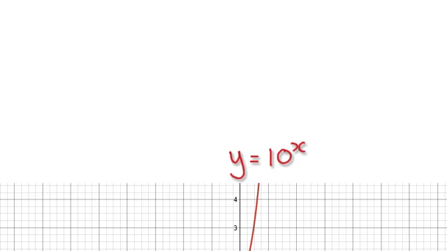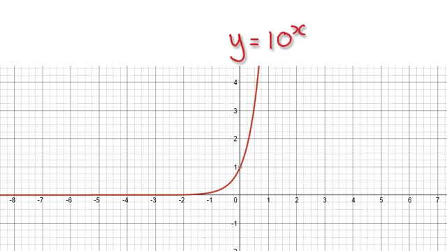Something important I want to point out. If you draw a graph of y equals 10 to the power of x, you will get this red line here. Now, remember from our section on functions, the inverse of a function will be a reflection along the y equals x line. So if you reflect this along the y equals x line, you will get this.